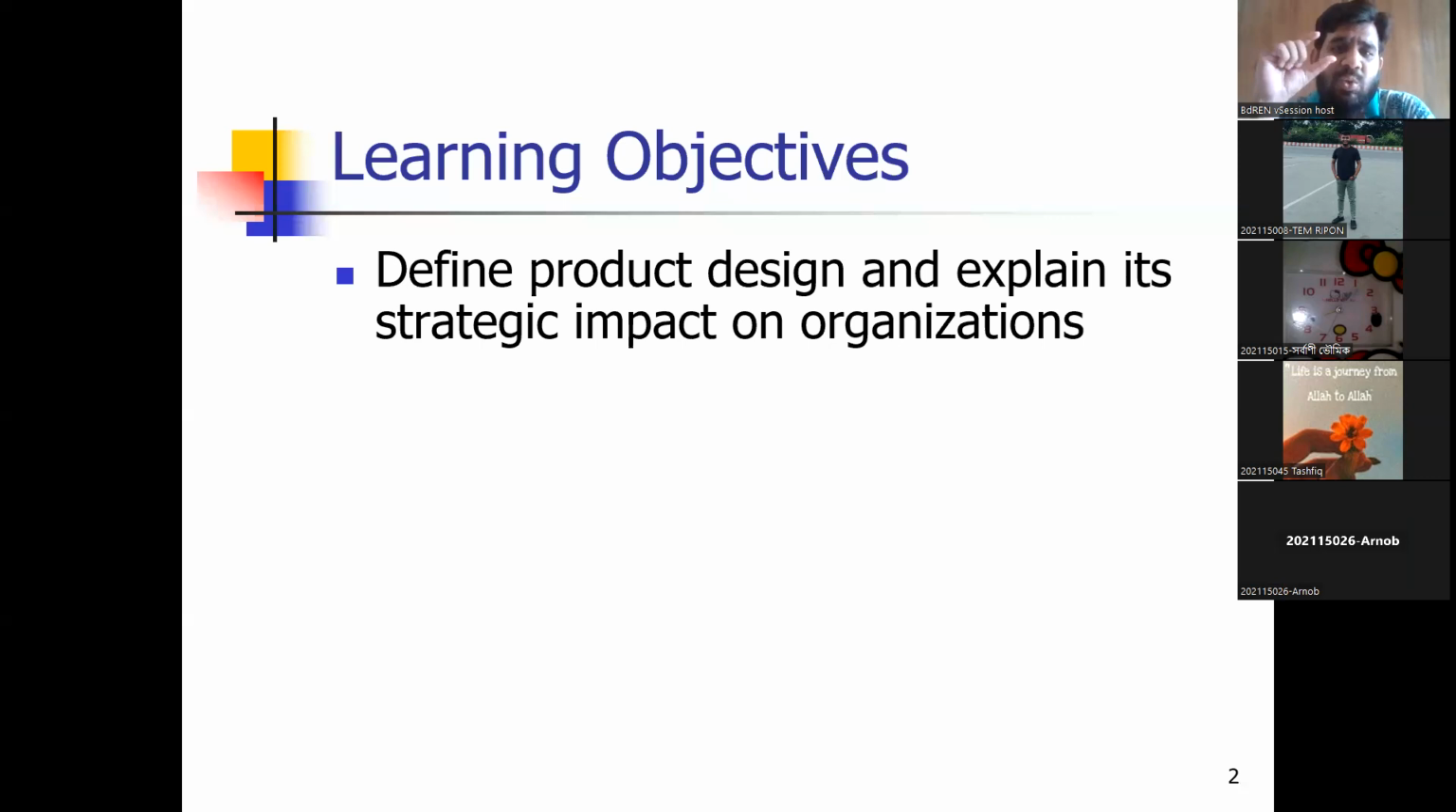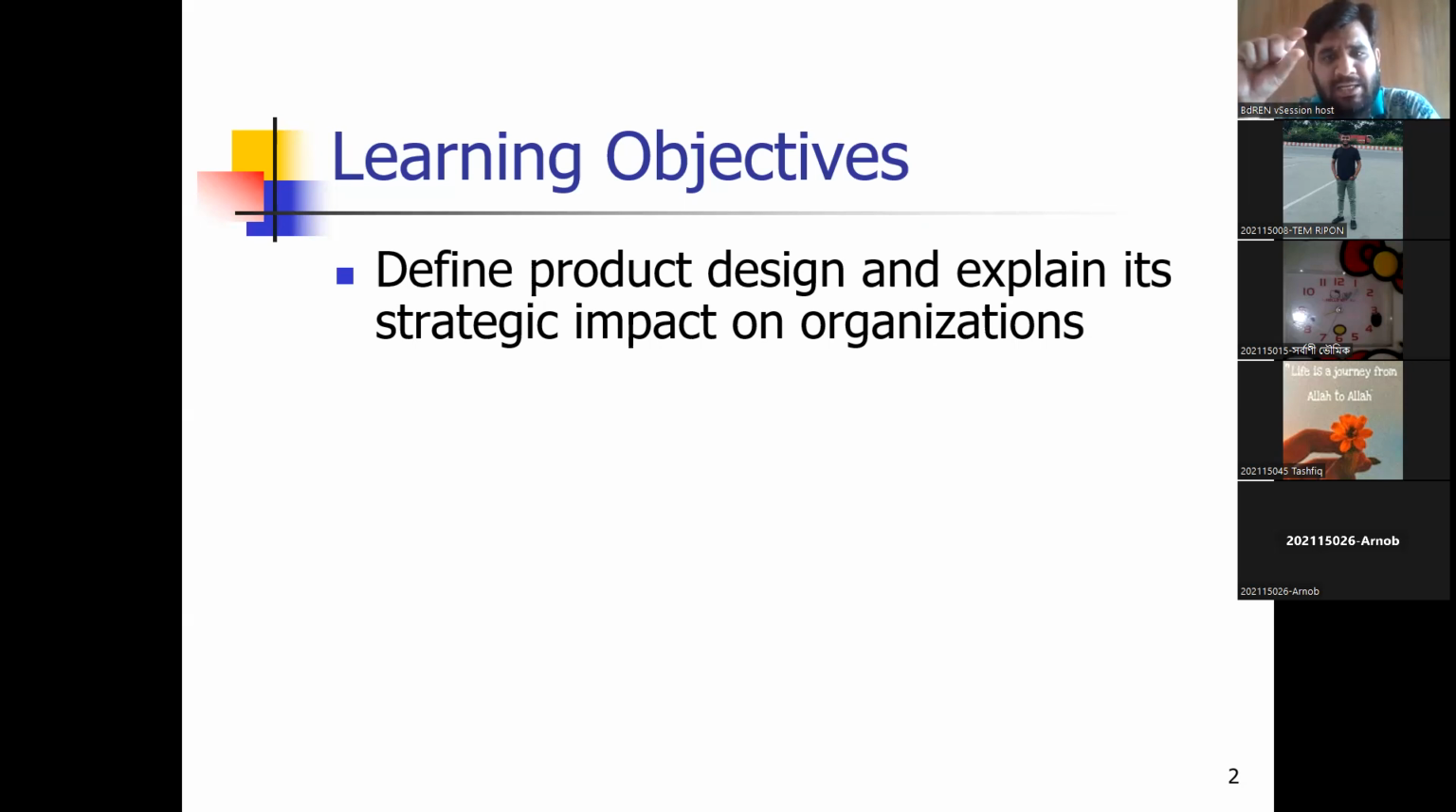Product design, what is product design? Product design means which product you are going to produce. Is it a completely new one? Is it technologically sophisticated? Is it easy to process? So product design, ultimately, is based on the market demand. And you will also analyze the strategic impact on organizations.